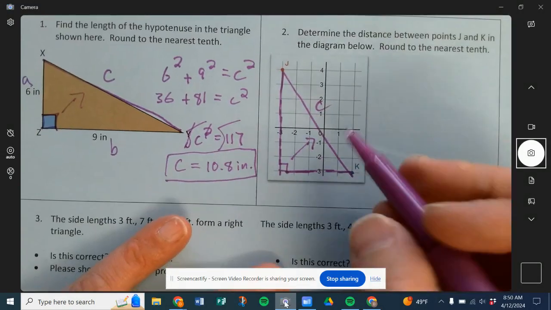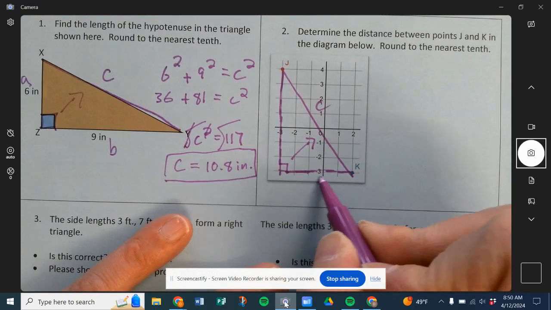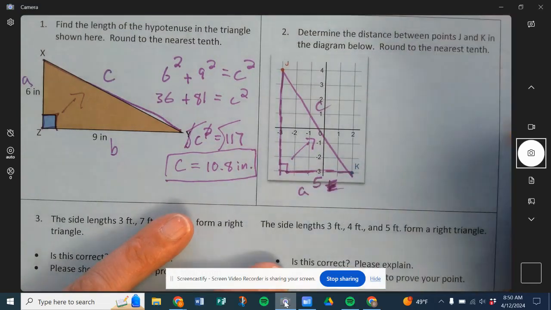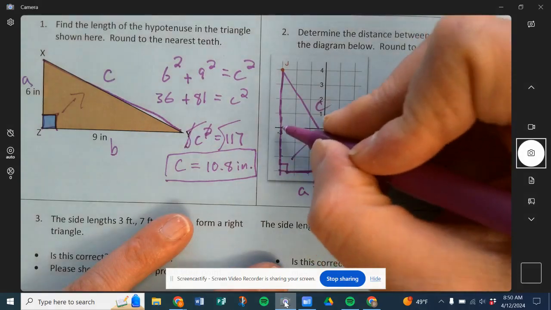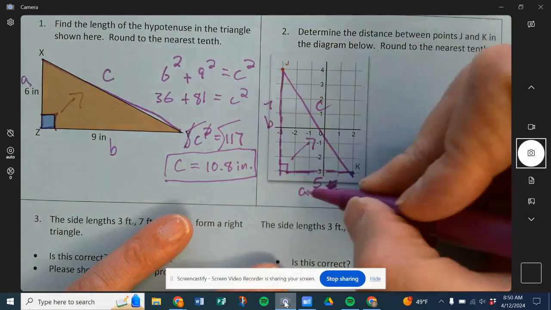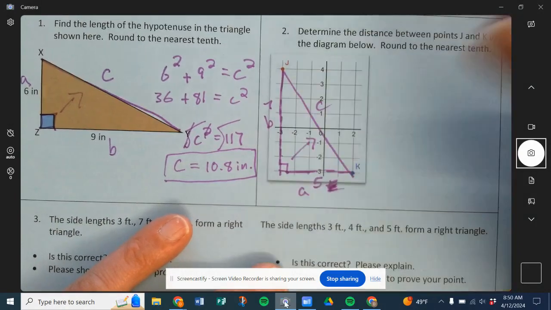Now I'm just going to count for our A and B sides. So 1, 2, 3, 4, 5. That's our value for A. And then 1, 2, 3, 4, 5, 6, 7, that's our value for B. Again, you could flip-flop the A and the B if you wanted to, but this side always has to be C.